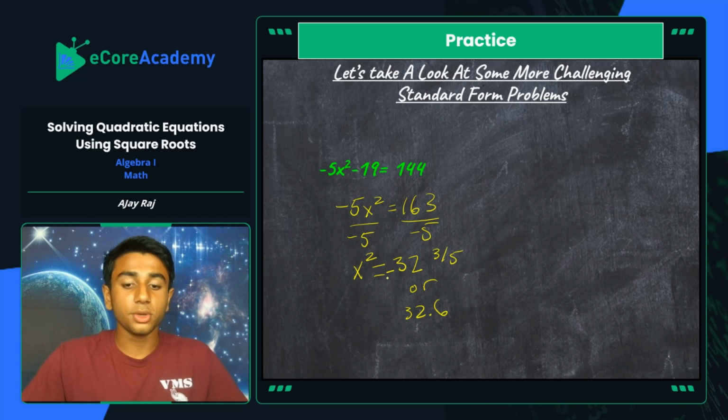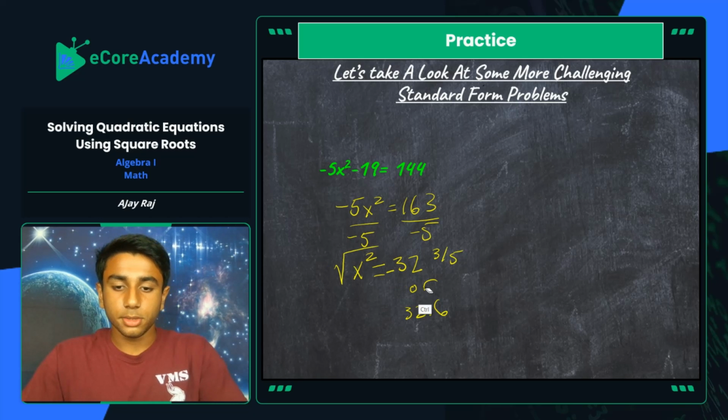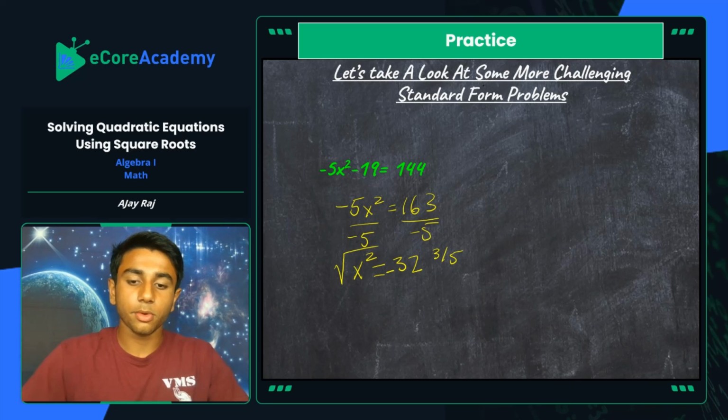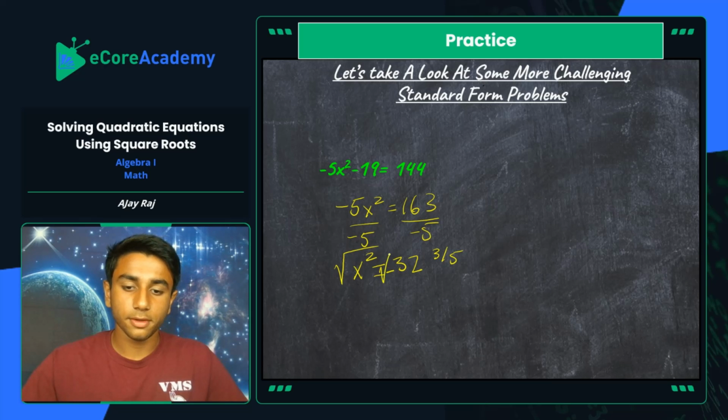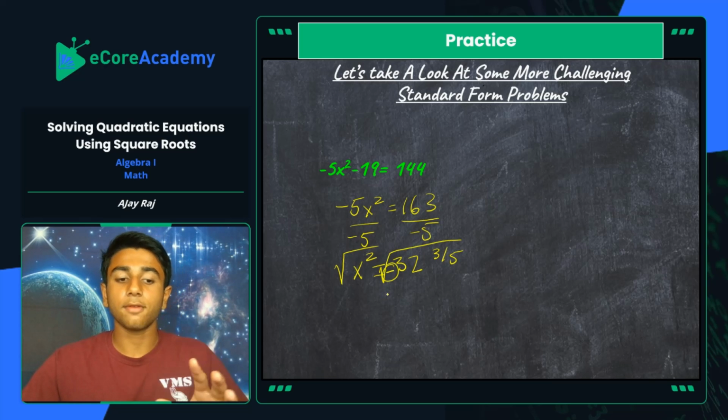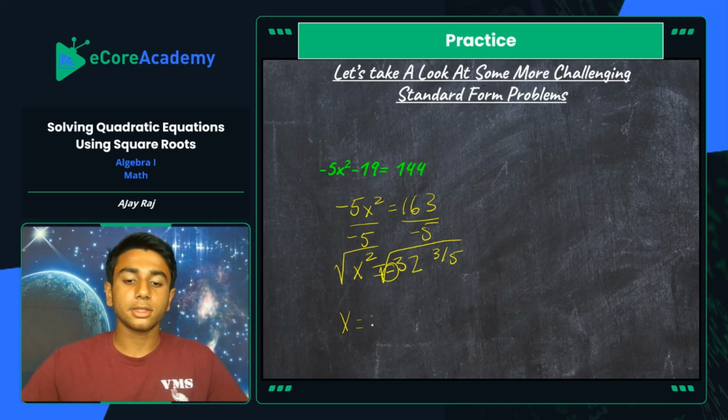Now, we actually don't need to continue further in square rooting both sides. Because if we square root both sides, we're taking the square root of negative 32 3/5. Now, that should automatically raise an alarm. There's a negative symbol here. So you can never find the square root of a negative number. So in this case, we can automatically end this problem. We see that x is equal to no solution.